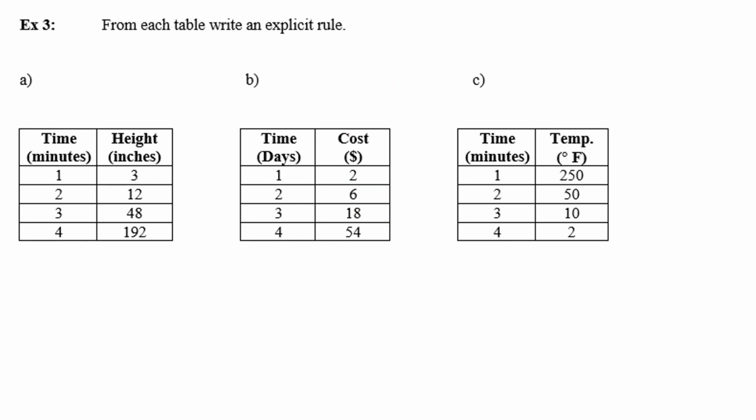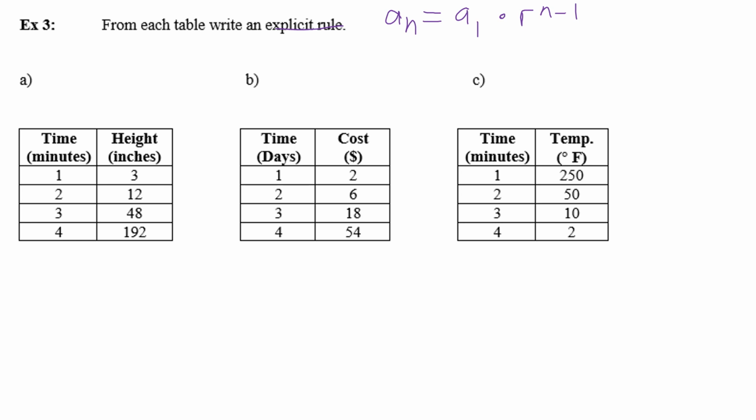Example 3. From each table, write an explicit rule. Okay, so I'm seeing the words explicit rule. So for my own benefit, right away, I'm going to go ahead and write down the explicit rule, which is a_n equals a_1 times r raised to n minus 1. So they want me to write an explicit formula for each of these tables.